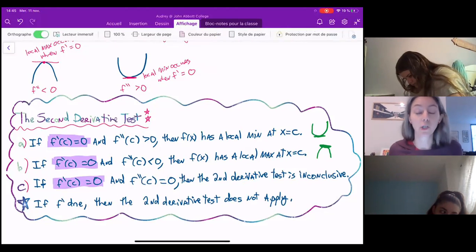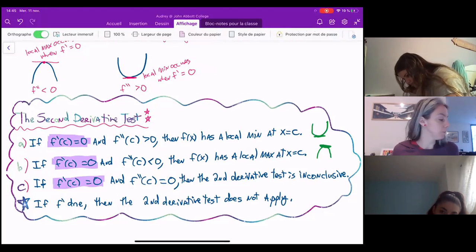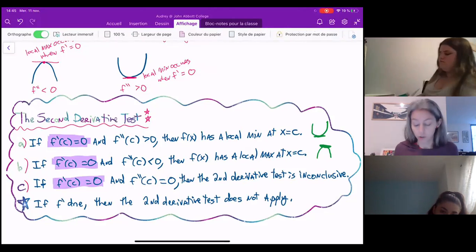So how we're going to start this, we're going to do an example where we actually just look at all of the functions that we looked at yesterday.